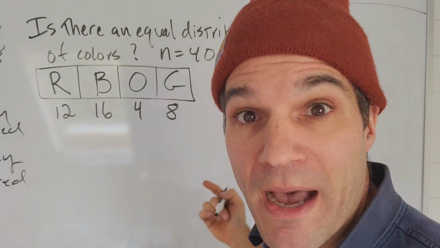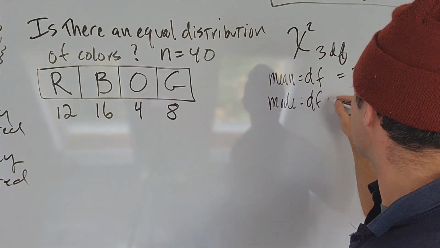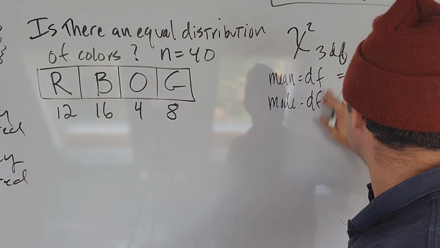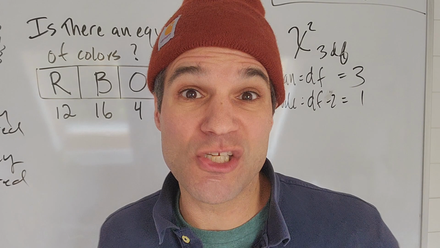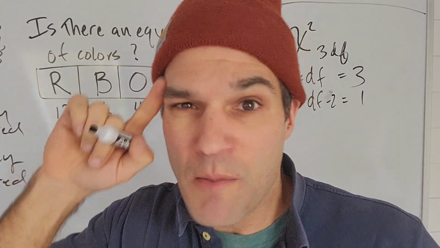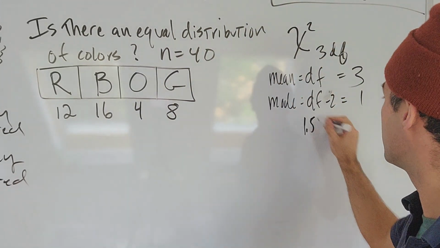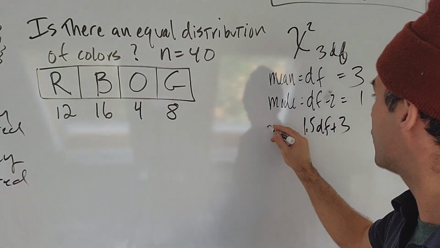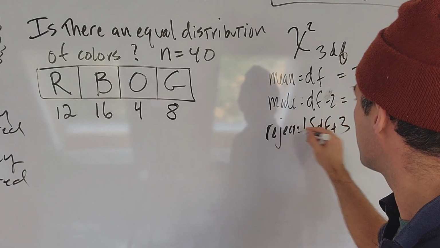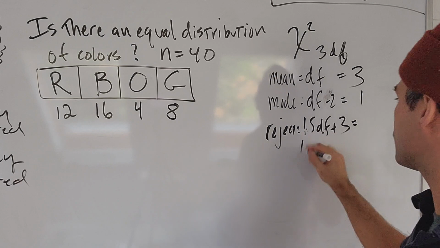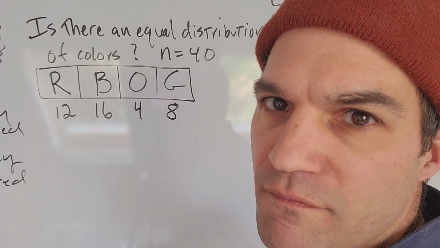The mode of the pile of chi-squareds is going to be at the degrees of freedom minus 2. 3 minus 2, which is 1. And then the cutoff, the alpha 0.05 cutoff region, is always 1.5 times the degrees of freedom plus 3. So that's my cutoff, or my rejection region. So we're going to do 1.5 times 3 plus 3, which is 7.5.